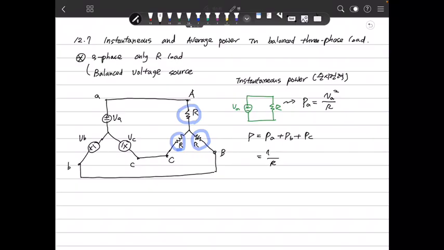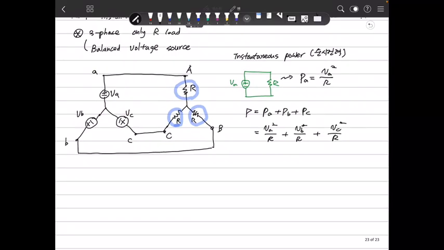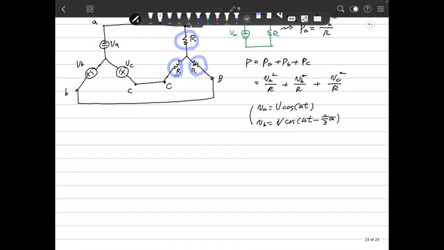Therefore, total power is PA plus PB plus PC. So there will be RVA square plus RVB square plus RVC square. So that the VA is V cosine omega t, VB will be V cosine omega t minus 120 degree, and VC is V cosine omega t plus 120 degree. That's it.